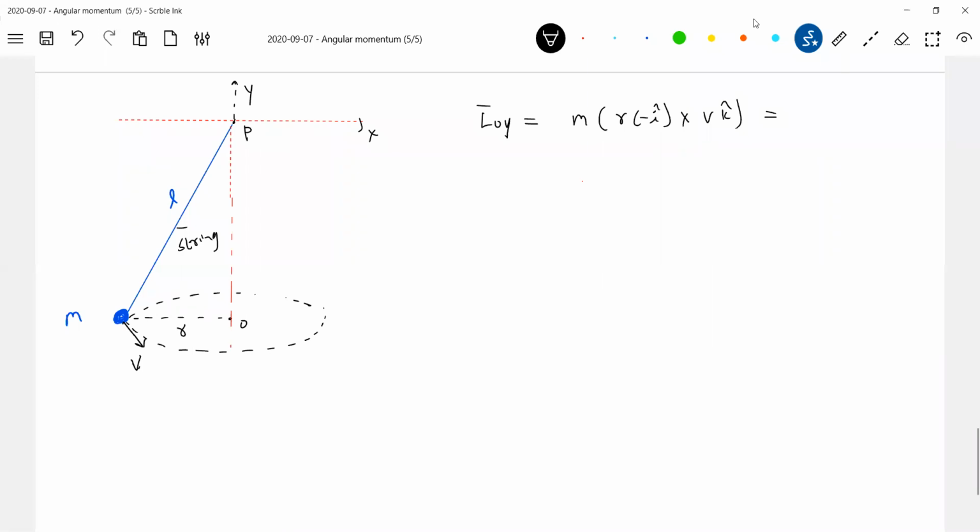i cross k cross i will be j. I cross k, I'm asking, so minus j. So everything will become m v r j cap. I think it's justified, no? That angular momentum will be directed along the positive y-axis. You try to put fingers at r bar. V bar, the angle between V bar and R bar will be perpendicular.